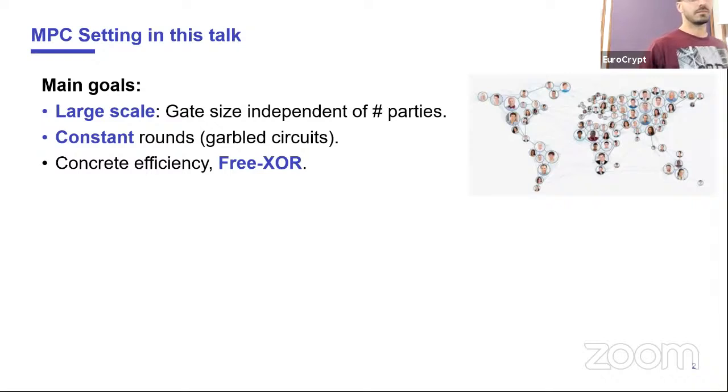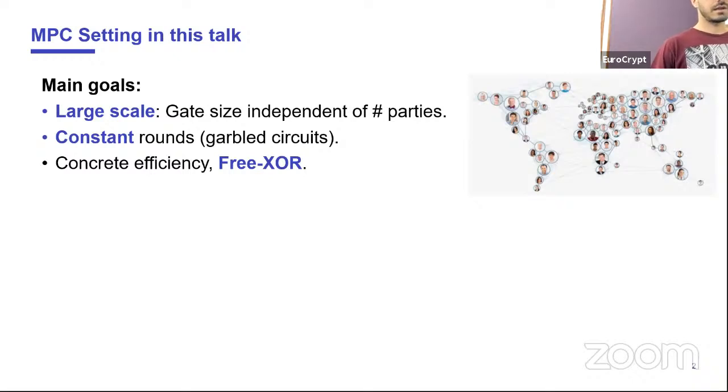So our goal is large scale MPC. So we want to have many parties. And we also want to have a constant round protocol in this case, because network will be a problem. So we go for garbled circuits in this case, but there are problems with scalability.